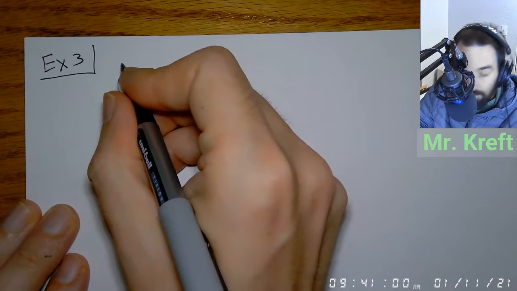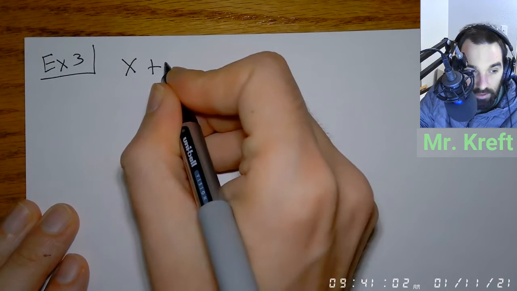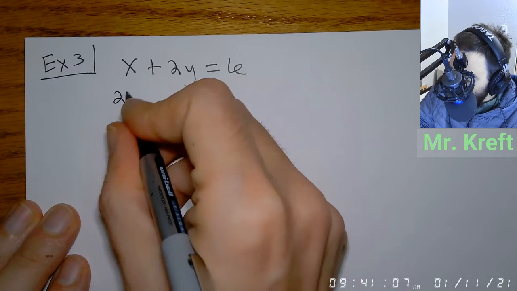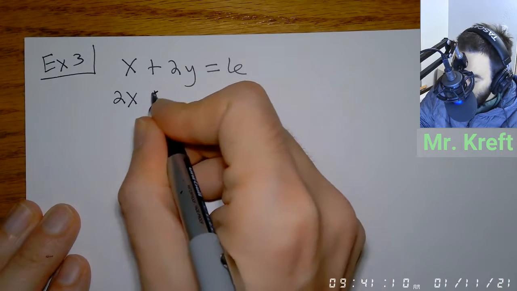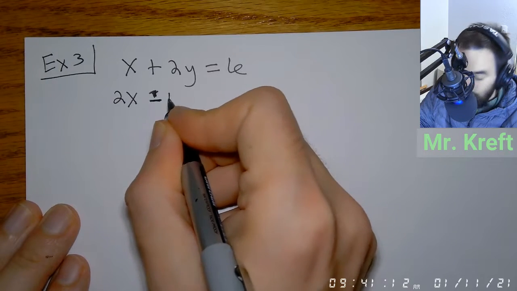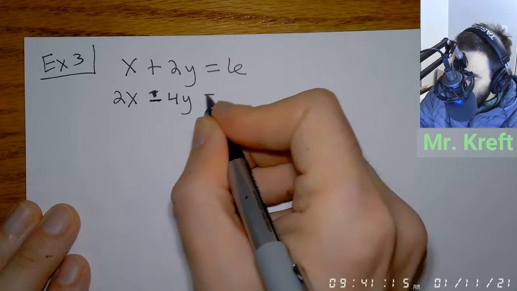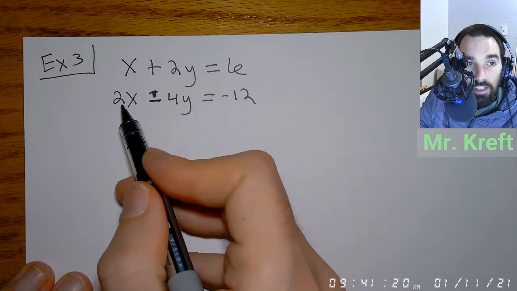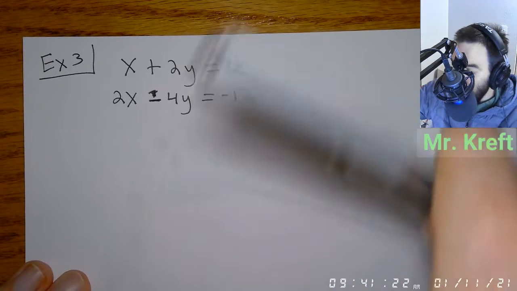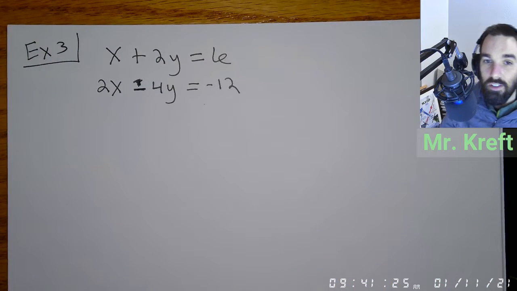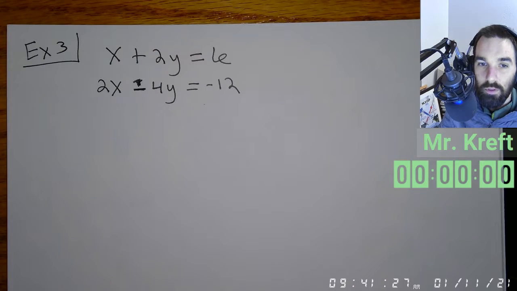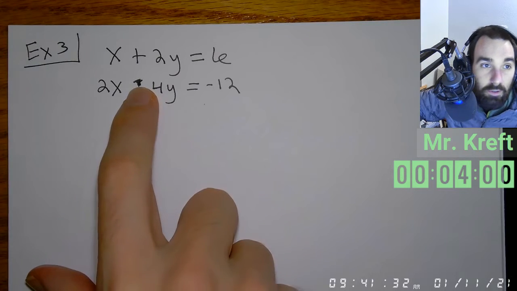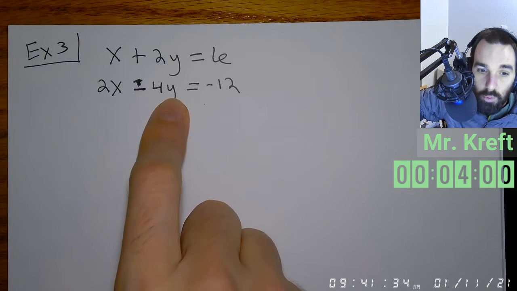Let's do this one. So this one's going to be on your own again. So I'm going to have x plus 2y equals 6. And I'm going to have 2x minus 4y equals negative 12. So this is a minus. So x plus 2y equals 6. 2x minus 4y equals negative 12. There's a request to add some more time. We will add some more time to this. So go ahead and write this down. Sorry, that was a mistake. This is 2x minus 4y.